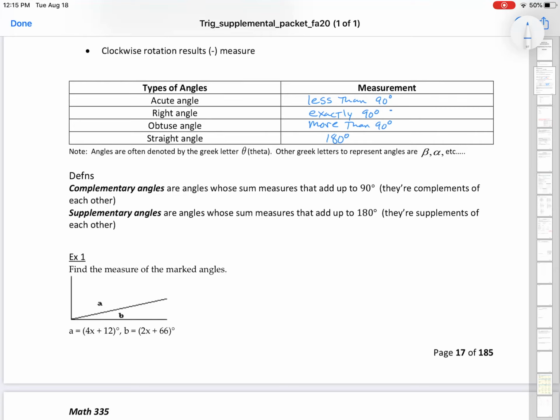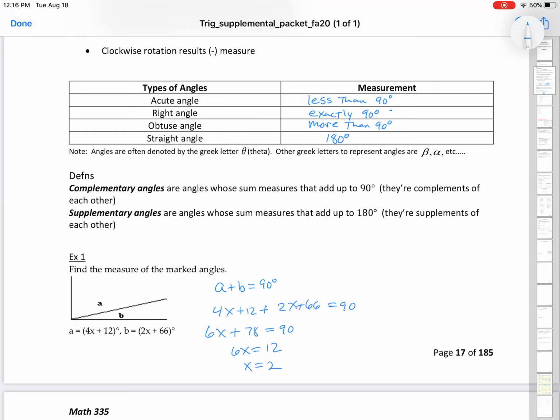So in example 1, you have an example of something that you'll see in the homework. And what they have are two complementary angles, A and B. And so we can see by the picture that A plus B is equal to 90 degrees. And so we just need to solve that. 4x plus 12 is what A is. B is 2x plus 66, and that needs to be equal to 90. And then it's just simple algebra from here. 6x plus 78 is equal to 90. Move over that 78 to get a 12, and we get a nice x equals 2.